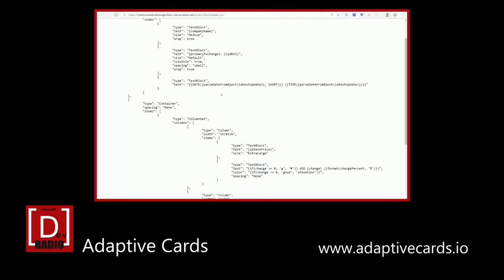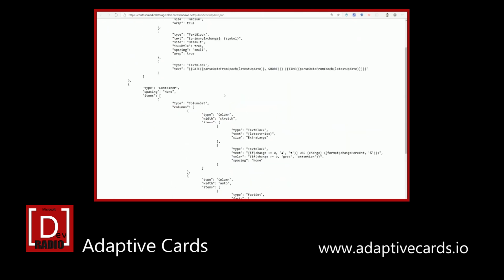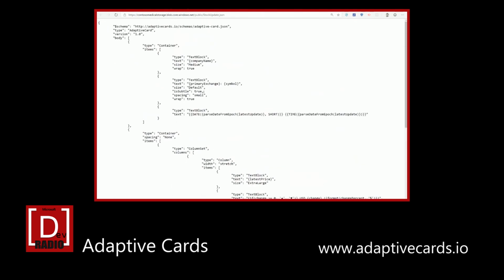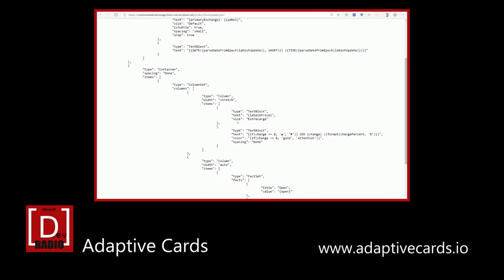Yeah. This is an adaptive card template, the same one that I just pasted into the designer. You can see there's nothing private. There's no private or personally identifiable information in here. There's some expressions. I'm saying if the change, as in the stock change, is greater than 0, I'm going to show this up arrow.